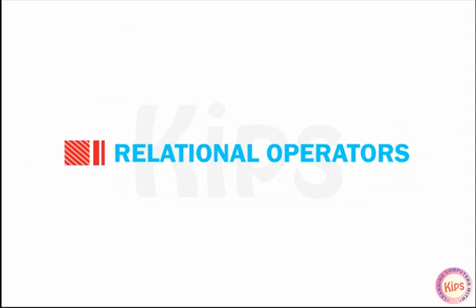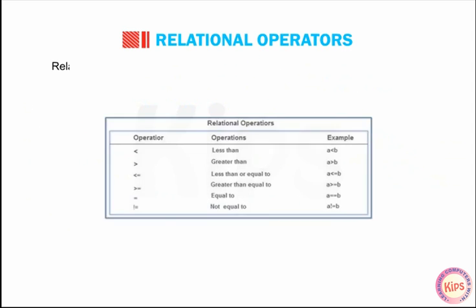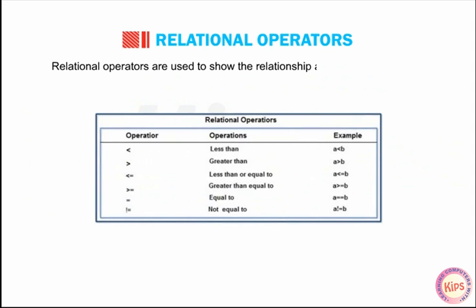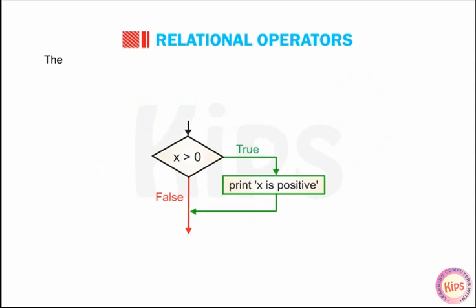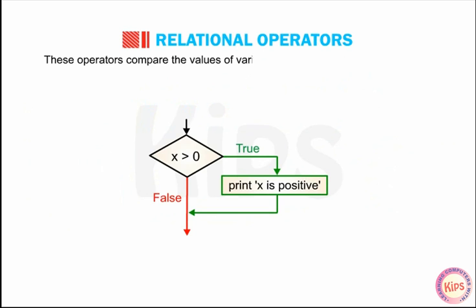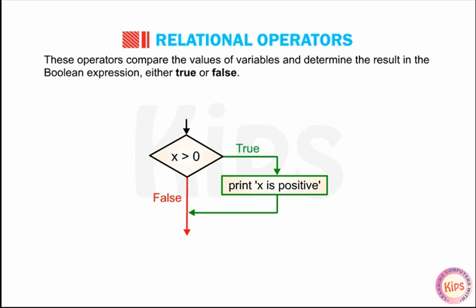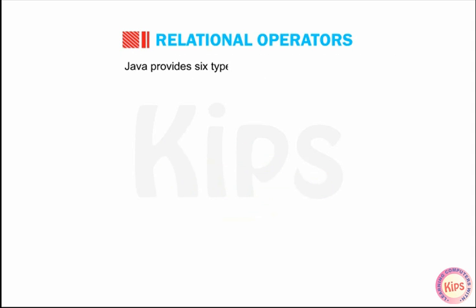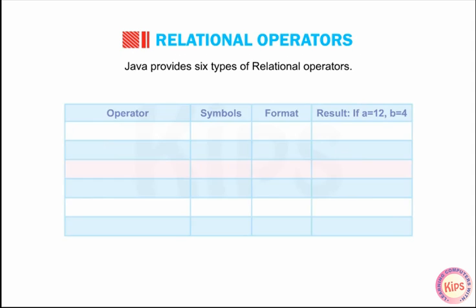Let us talk about relational operators. Relational operators are used to show the relationship among the operands. These operators compare the values of variables and determine the result in the Boolean expression, either true or false. Java provides 6 types of relational operators.